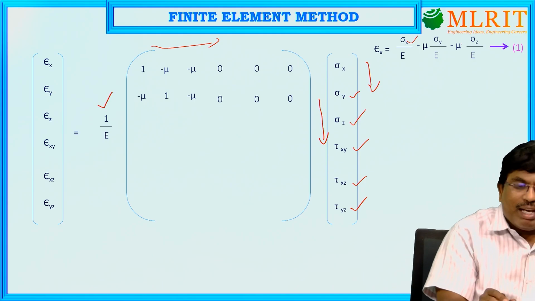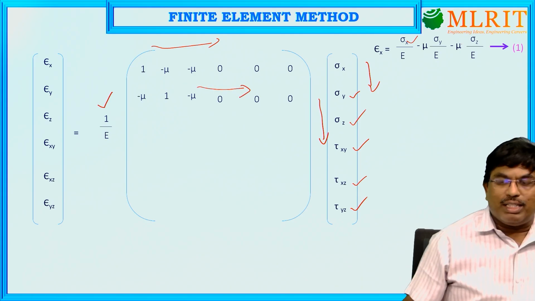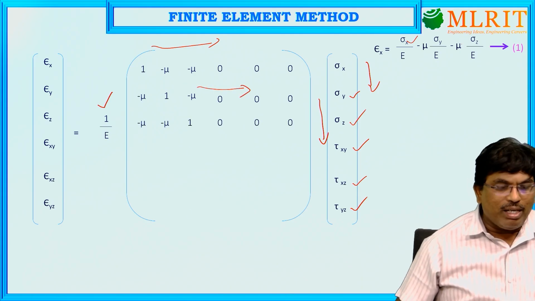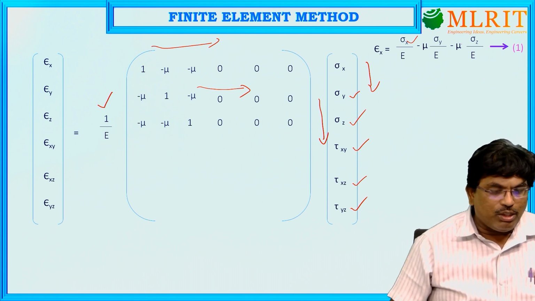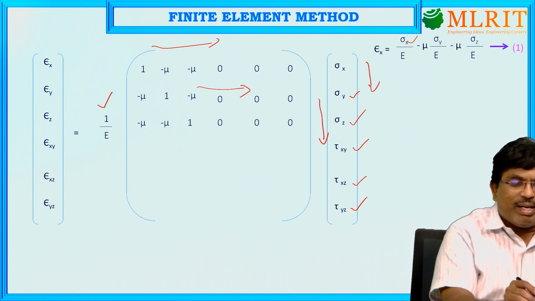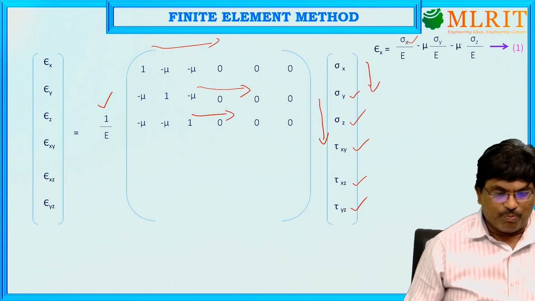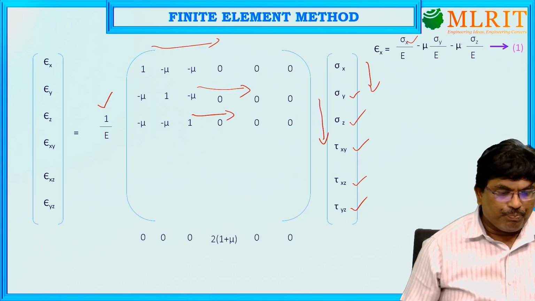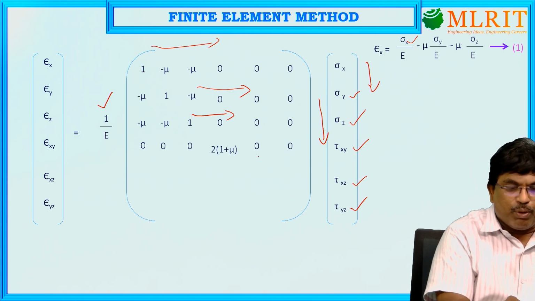Similarly, if we multiply the second row and this column, you will get equation number 2. Similarly, for the third equation, you will get minus mu, 1, 0, 0, 0. That means if you multiply the third row and column, you will get the third equation. And then you jump to the fourth equation: 0, 0, 2 into 1 plus mu, 0, 0.